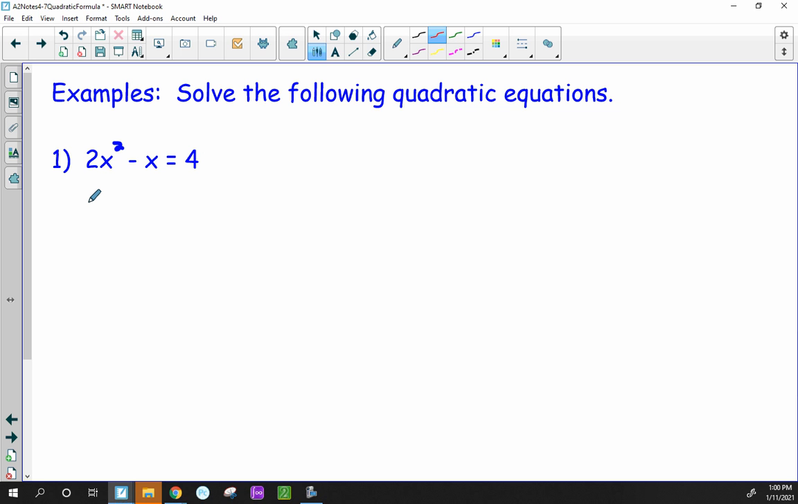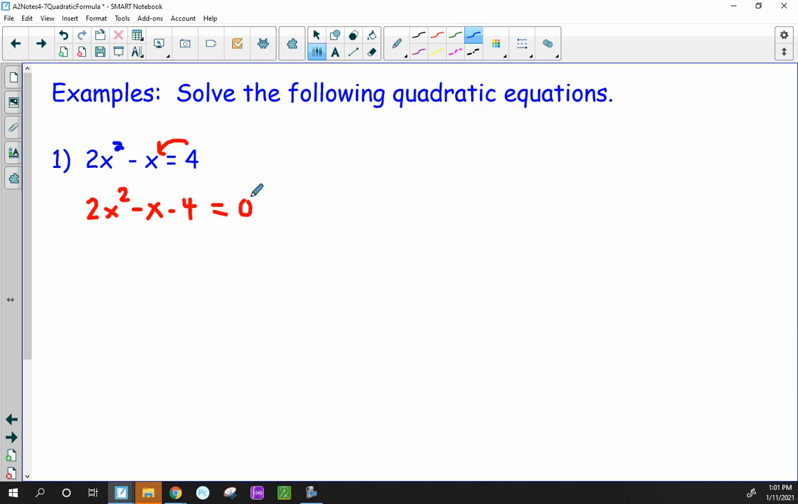The problem with this question is the fact that it's not in standard form, so the first thing you need to do, just like you did with the factoring method, is make sure that you transpose and set the entire equation equal to 0. So now it reads 2x squared minus x minus 4 is equal to 0.